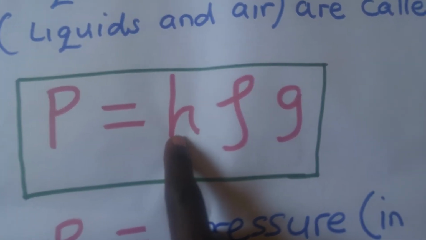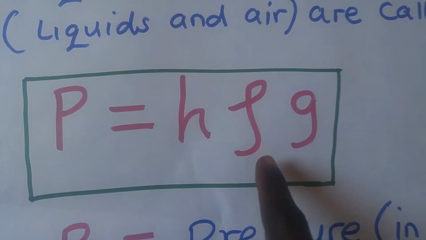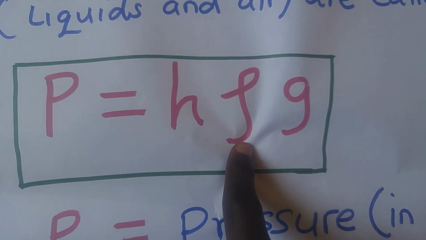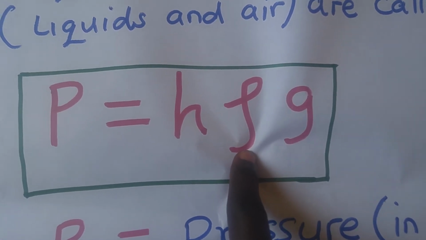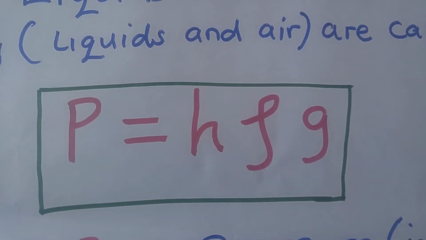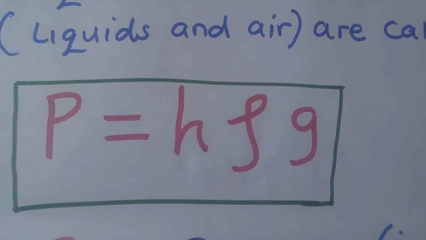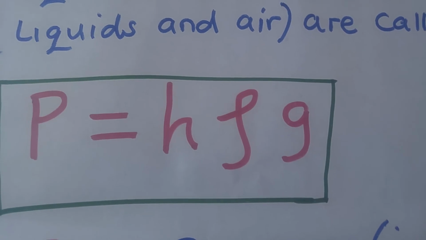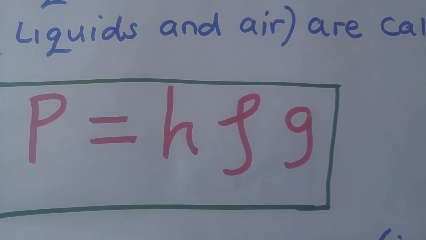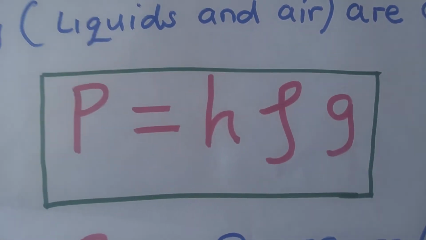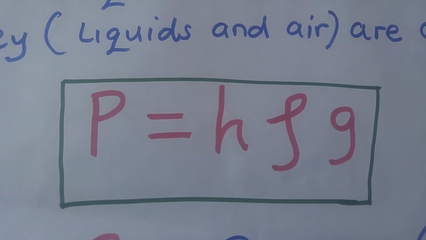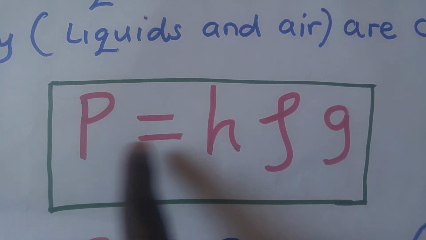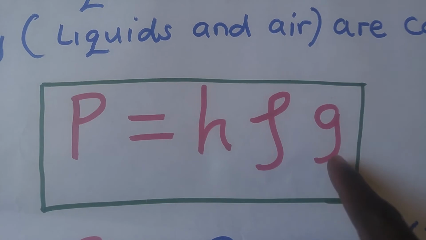If it is water, how deep is it? Then the density of that liquid. In senior 1, we taught you about densities, that every liquid has its own density. The density of water is different from the density of paraffin. Both of them are liquids, but each one has its own density. So, to calculate pressure in liquids or gases, you use the formula P is equal to H rho G.